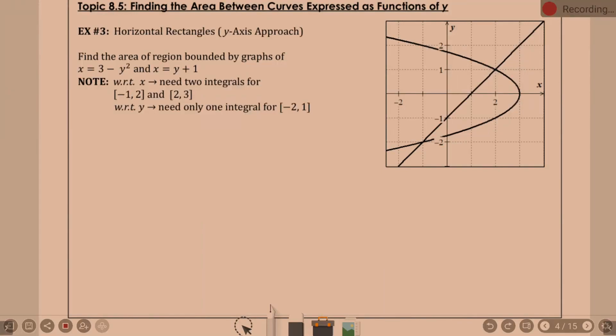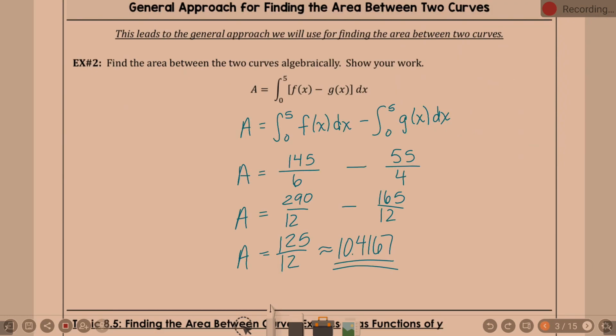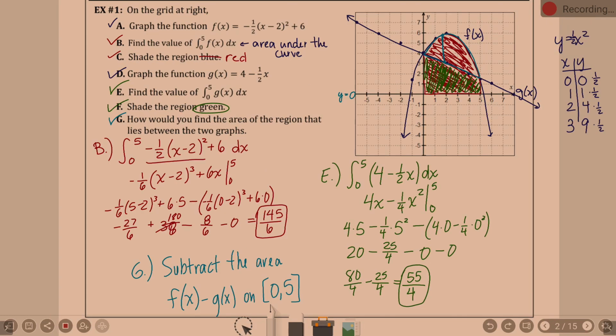Area between curves, yes? And in doing that, we've gone through number one, which had us exploring a little bit, right? And the idea, if I backtrack real quick, how would you find the area of the region that lies between the two graphs? That would have been that area outlined in that bluish color, and it was going to be subtracting f of x minus g of x, the upper minus the lower, okay? I don't know if we talked about it, but on the interval 0 to 5, because that's the x value of 0, and that's the x value of 5.